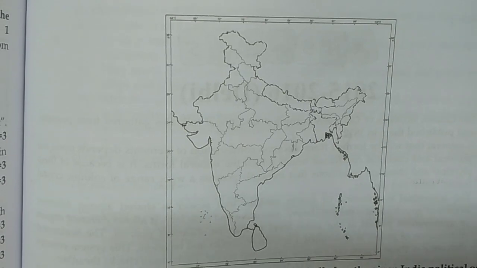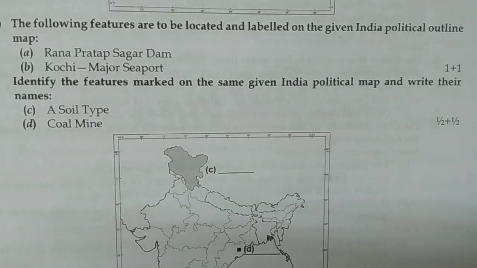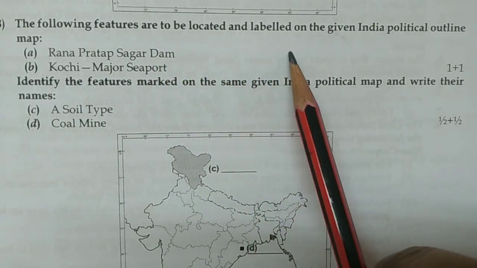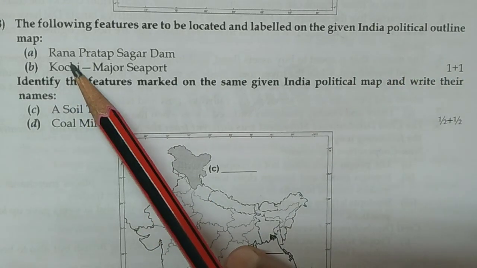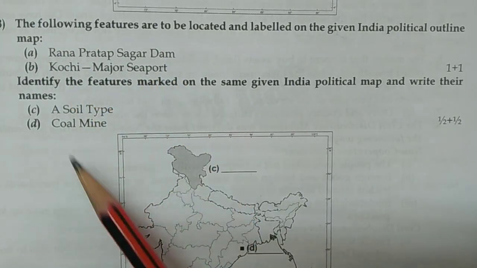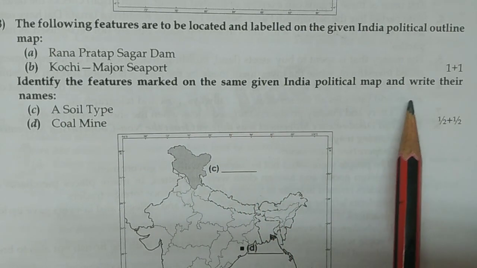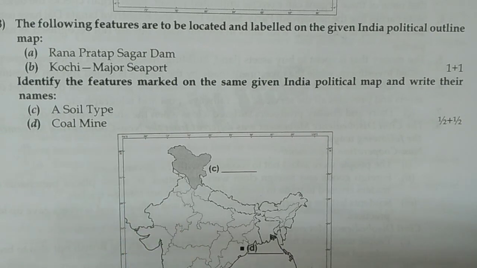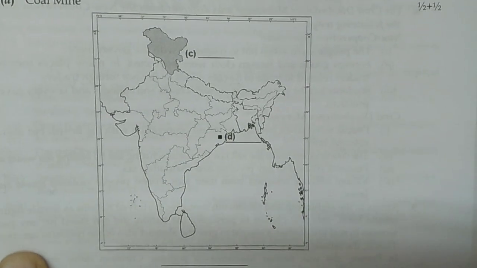Next, B is given here. In B they have given that the following features are to be located and labeled on the given India political outline map. One is Rana Pratap Sagar Dam. Second, Kochi major seaport. Identify the features marked on the same given India political map and write their names. One is a soil type and the second is a coal mine. They have just marked them here, and you have to write your answer here properly.